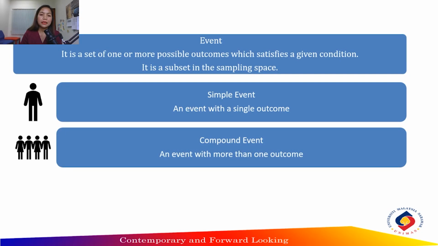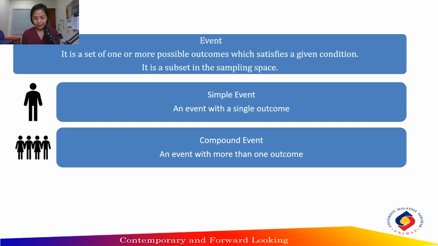Now let's talk about event. So an event is a set of one or more possible outcomes which satisfies a given condition. So it is actually a subset in the sampling space. So a simple event is where we have a single outcome, and a compound event is an event with more than one outcome. So let's discuss further in the next slide.